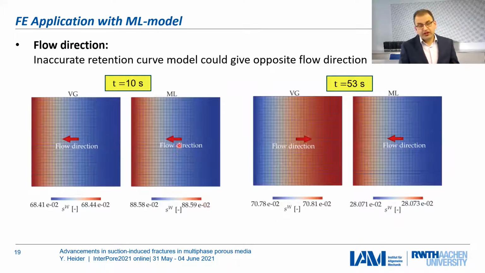We see the difference in accuracy when we look at the flow direction. For instance, after 10 seconds, we see the flow direction with both Van Genuchten and the machine learning model exactly the same. However, at some point we see that the Van Genuchten model predicts a flow direction which is exactly the opposite of the machine learning model, and this is a serious issue for some problems. So the prediction here is clearly much better for the machine learning model.